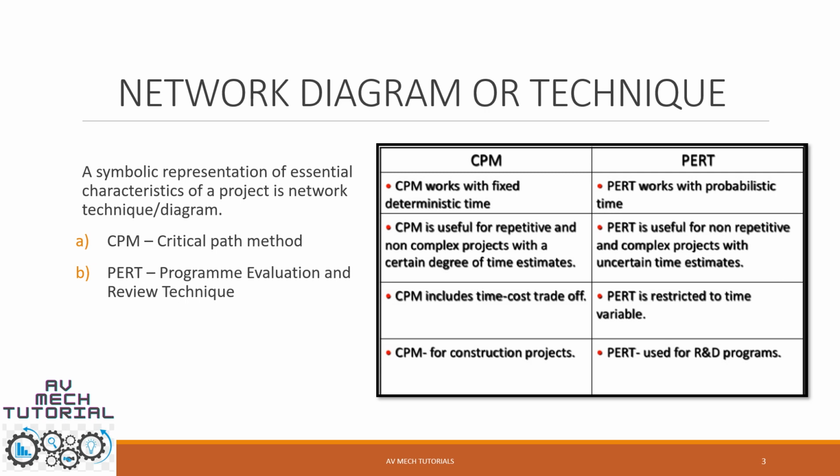So let us look at the difference between them. As we just discussed, CPM works with deterministic time, whereas PERT works with probabilistic time. CPM is mostly useful for repetitive or non-complex projects, which we are almost aware of, whereas PERT is useful for projects which are unique, non-repetitive and complex in nature. CPM includes a time-cost trade-off, whereas PERT is restricted to time variables. As we saw, the examples for CPM are construction projects, and for PERT basically R&D and some new unique projects.